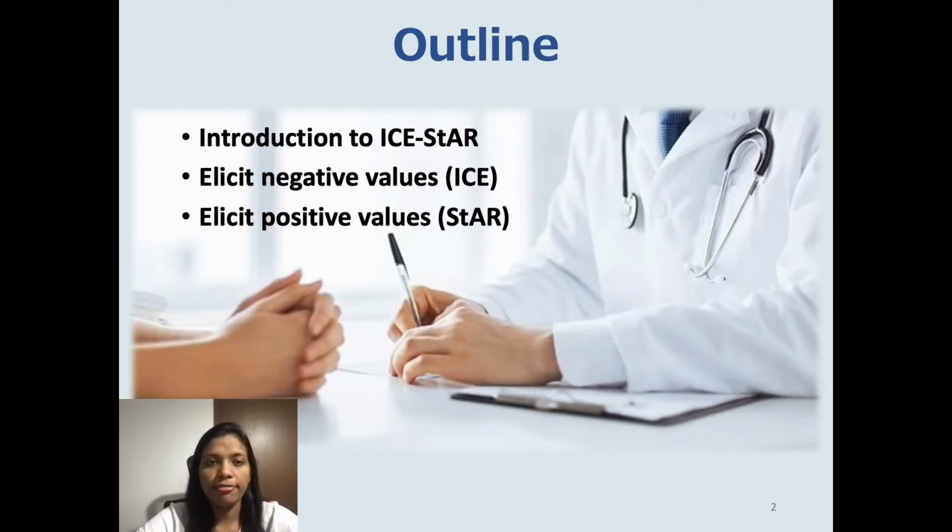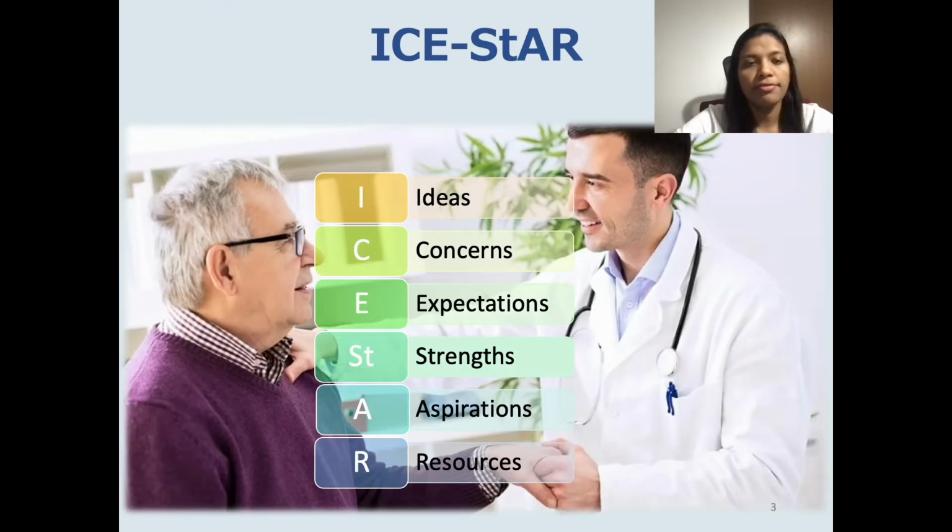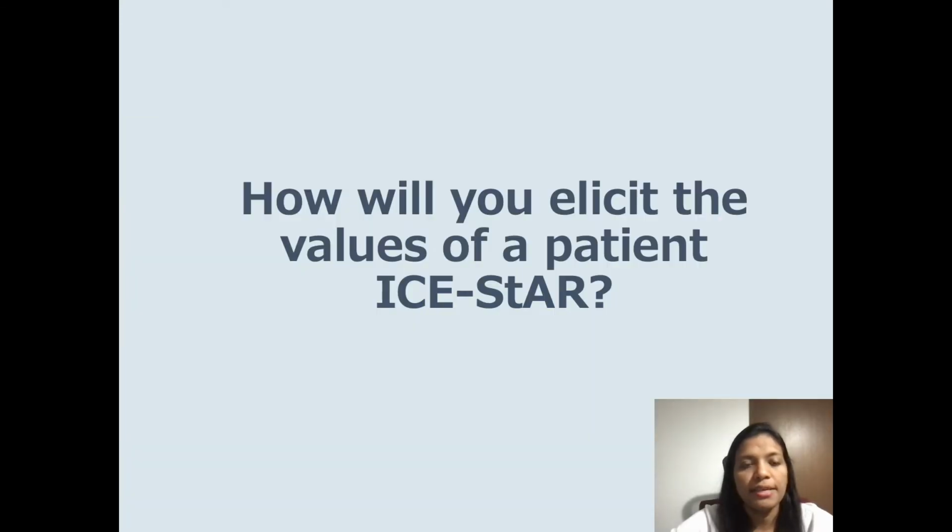This is the outline of today's session. Introduction to I-STAR, elicit negative values, that is the I's, and elicit positive values, the STAR values. Now we will look at what is denoted by I-STAR. So I stands for ideas, C stands for concerns, and E stands for expectations. These three things are considered negative values, and the next important thing is how will you elicit the values of a patient, especially I-STAR.